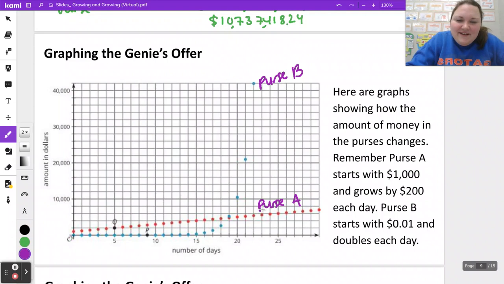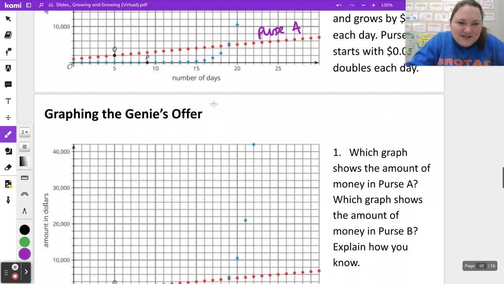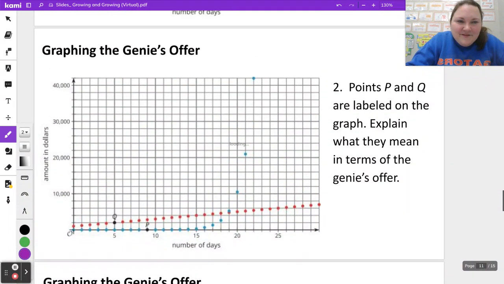Using this graph here and the fact that the red line is purse A and the blue line is purse B, I have some questions for you. The first one is we've got these 2 points right here, P and Q. Go ahead and think through what those 2 points would mean. I'll give you a moment now.